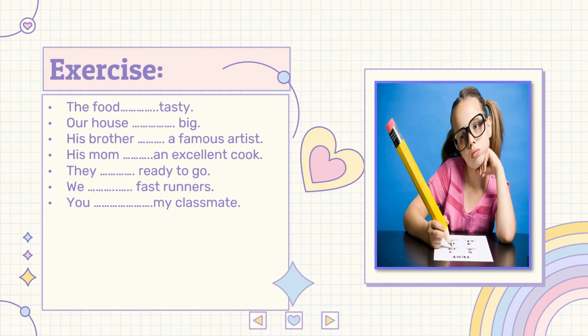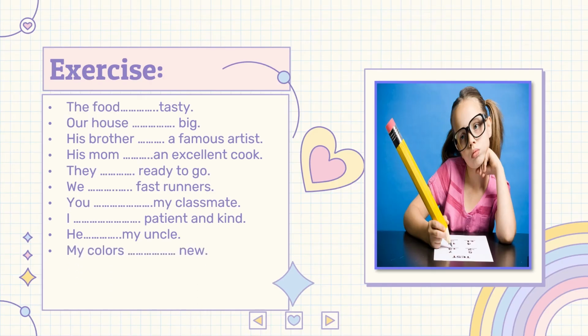You. My classmate. I. Patient and kind. He. My uncle. My colors. New. Your dress. Blue. My mom and I. Alike.